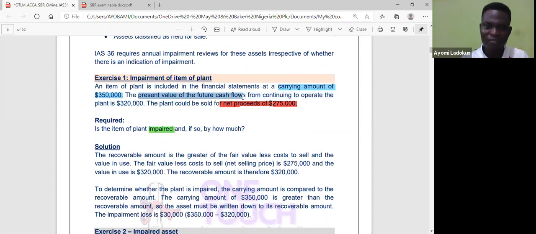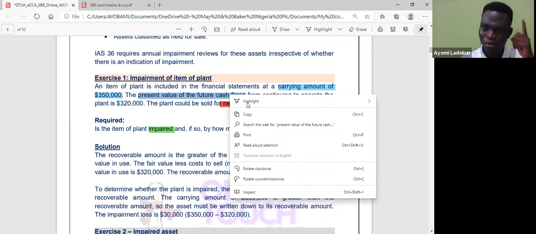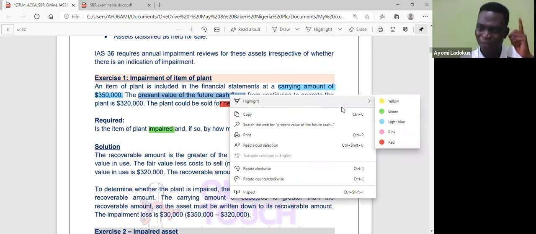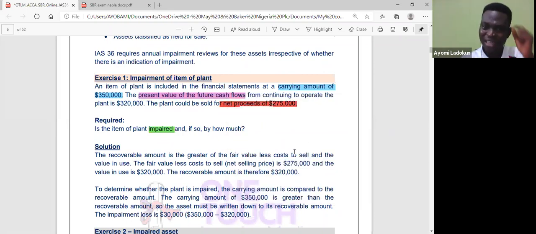The present value of future cash flow he has discounted for me. Can you see that? He has discounted it for me. He said present value. If he has not discounted it for me, we never use the word present. So that's what we need to know. It's quite difficult for you to cram. So he has discounted for me.